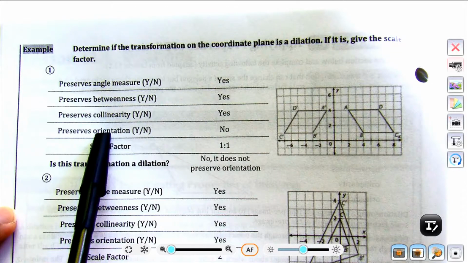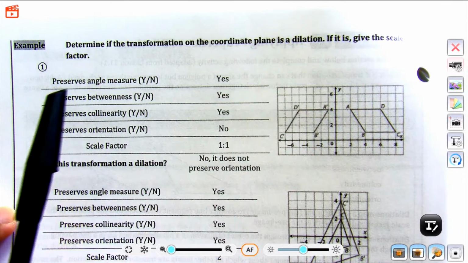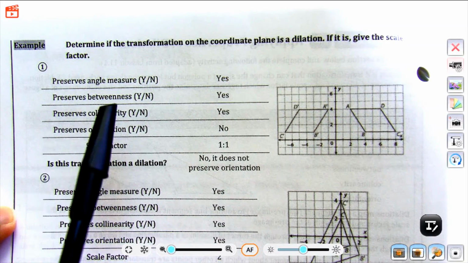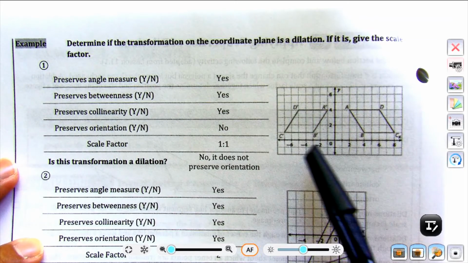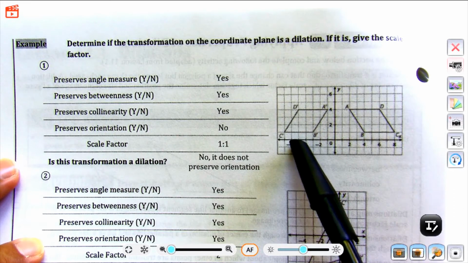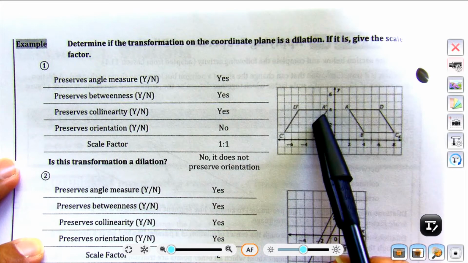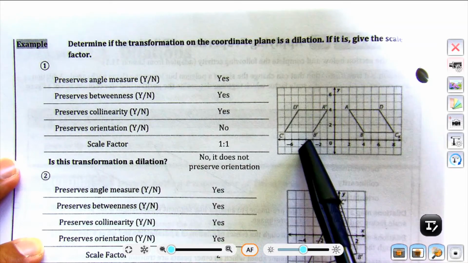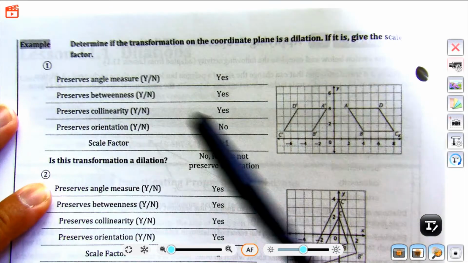So the first thing is that these two figures, the pre-image and the image, preserve angle measure. If we look at angle A and angle A prime, it does seem like they preserve the angle measure. All of these angles do preserve, so that's a yes. Do they preserve the betweenness? We look at that again. We have A, B, C, D, and then we also have A prime, B prime, C prime, D prime. So the betweenness between the points is also a yes.